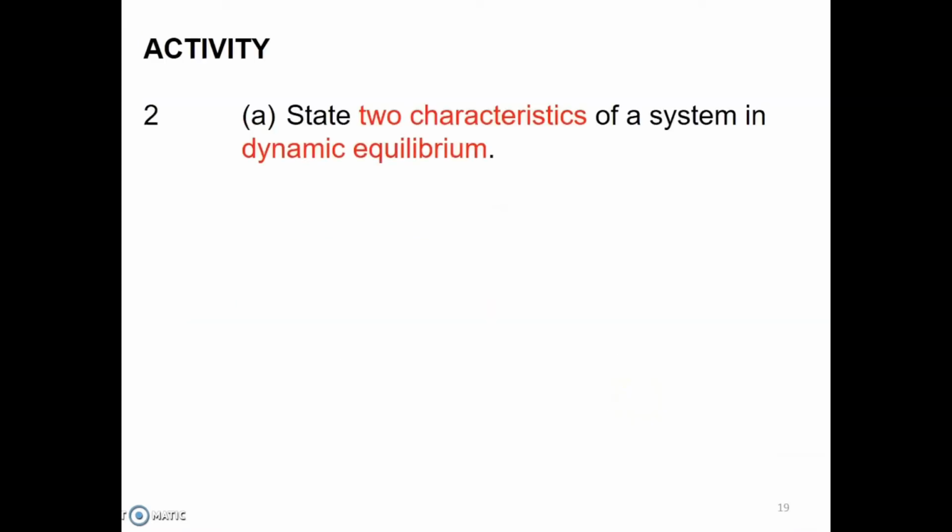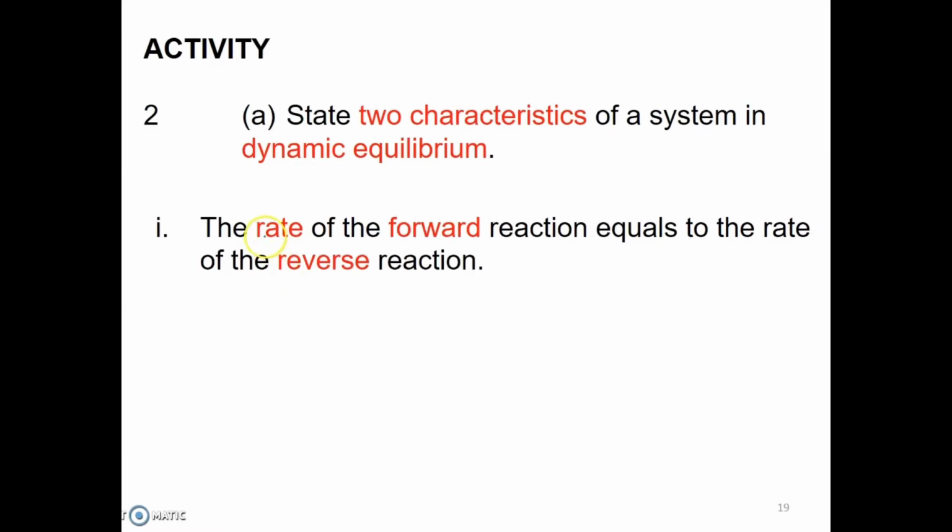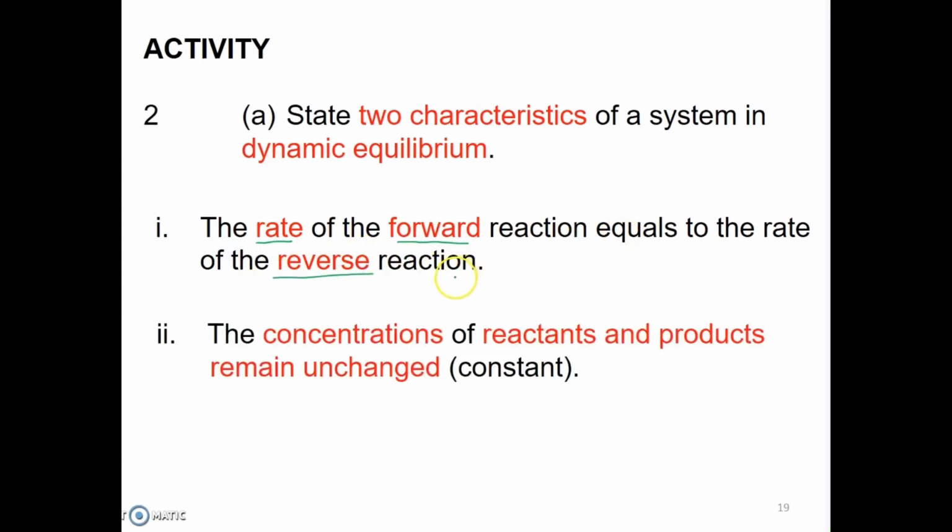Question number 2A. State 2 characteristics of a system in dynamic equilibrium. So the 2 important characteristics of a system in equilibrium are: the rate of forward reaction must equal the rate of reverse reaction. Number 2, at dynamic equilibrium, the concentrations of reactants and products remain unchanged or become constant. And for this, you should get 2 marks.